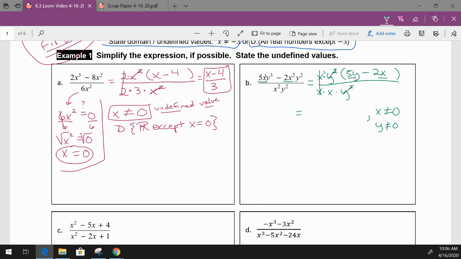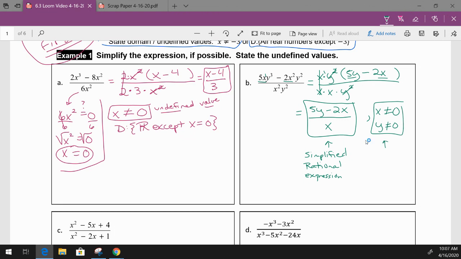All right, so what do we have left in the numerator? We have 5y minus 2x. And what do we have left in the denominator? Just the x. So this is our simplified rational function, or simplified rational expression, basically. It's not really a function. And these are our undefined values.